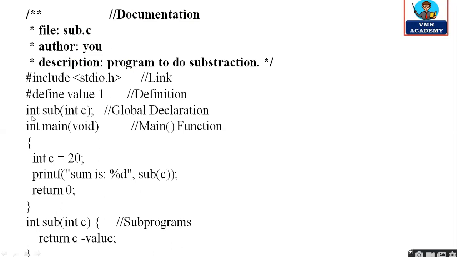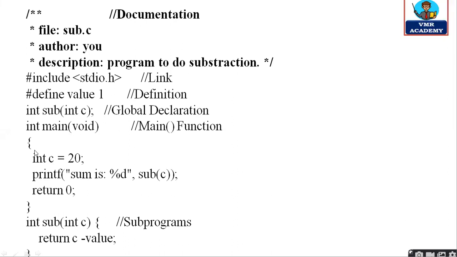Next, I'm doing the global declaration. Globally, I'm declaring a method sub, which takes some value as input and is going to return some value as output. And then, as usual, you'll start with your main. Generally main is not going to take any input value, so we are keeping void. Even if you don't keep void, it will work.